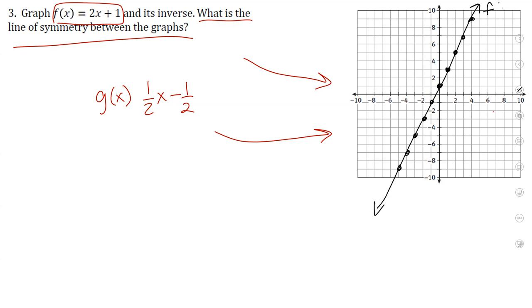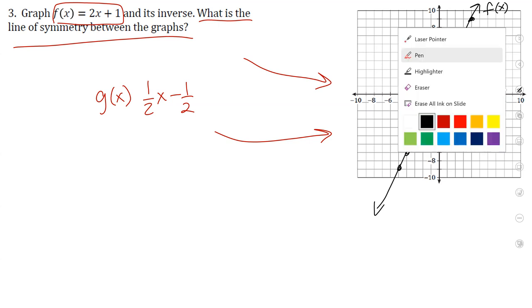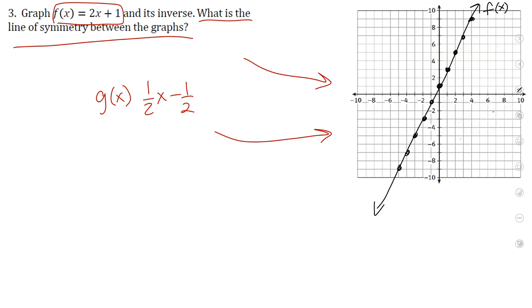Okay, this is the line for f of x. The line for g of x. I'm gonna start at -1/2 and go up 1/2. Up 1/2. This is the line for g of x. So your graph should look exactly like mine.